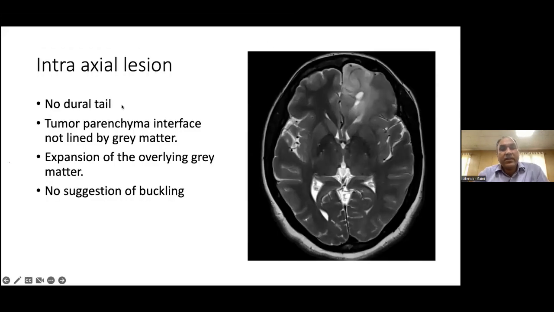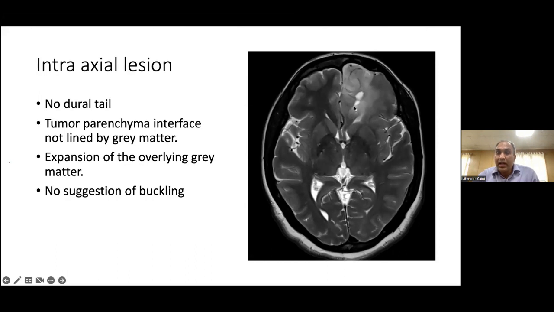So intraaxial lesions, findings are: there will be no dural tail, the tumor parenchyma interface is not lined by the gray matter, there is expansion of the gray matter, and the brain parenchyma is not buckled inside. It will be projecting; actually, it will be expanded in this location.